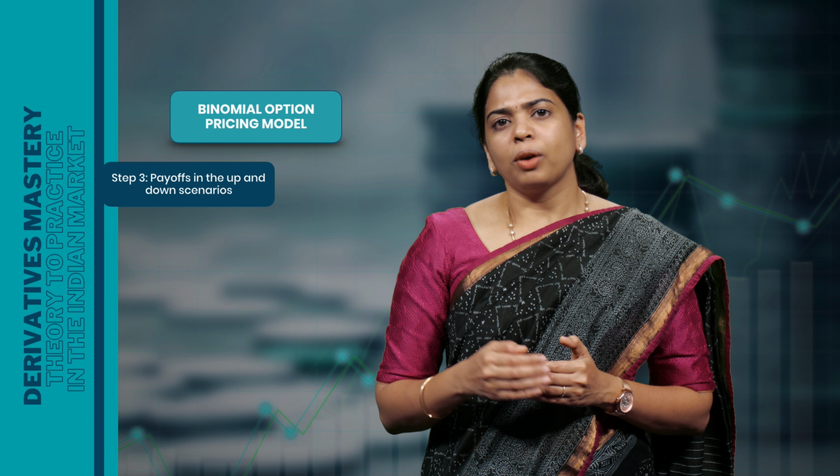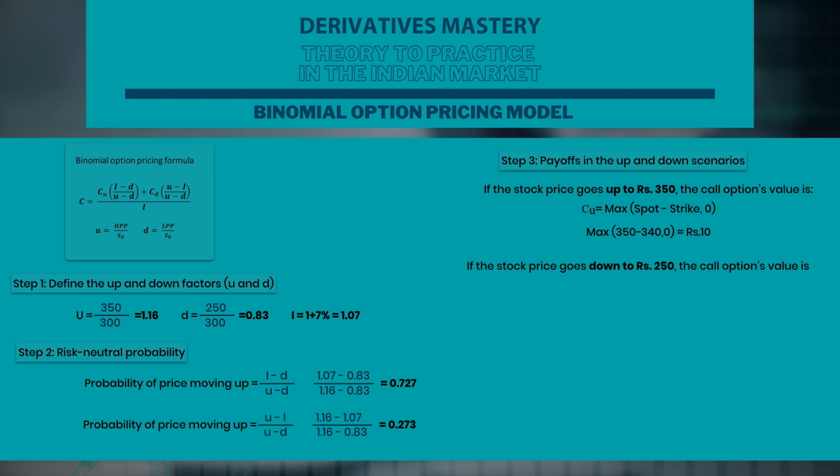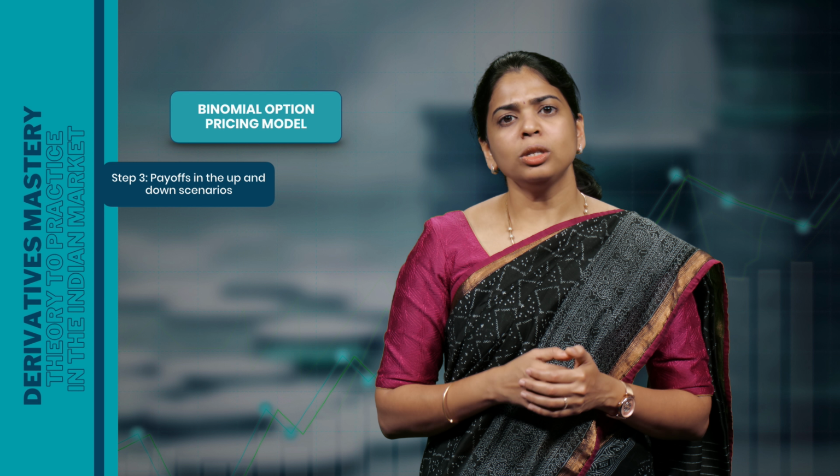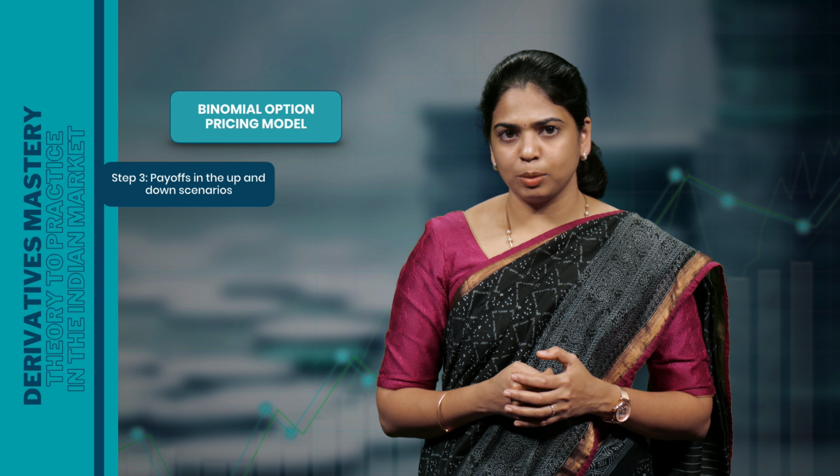Step 3 is to find the payoffs in the up and down scenarios. If the stock price goes up to rupees 350, the call option's value is the maximum of spot minus strike or 0. So the maximum of 350 minus 340 or 0 gives us rupees 10. If the stock price goes down to rupees 250, the call option's value is the maximum of spot minus strike or 0, which is the maximum of 250 minus 340 or 0, giving us 0. Why rupees 0? Because the option would lapse if the share price is less than the strike price or the exercise price.